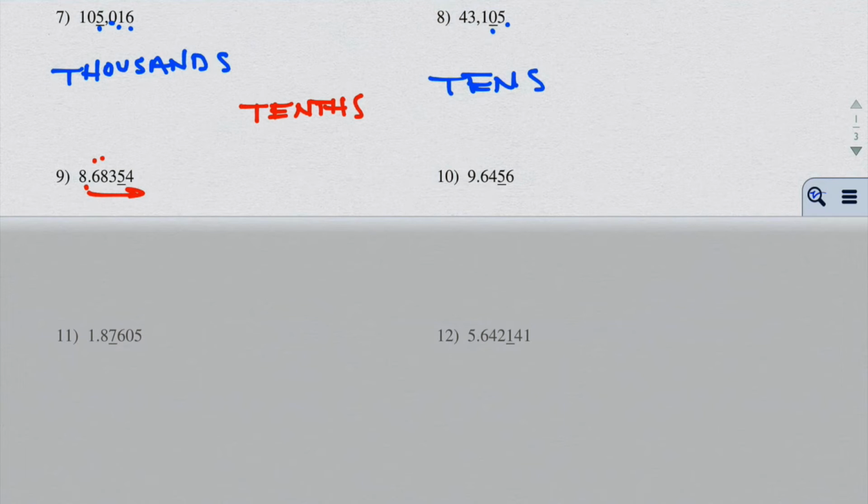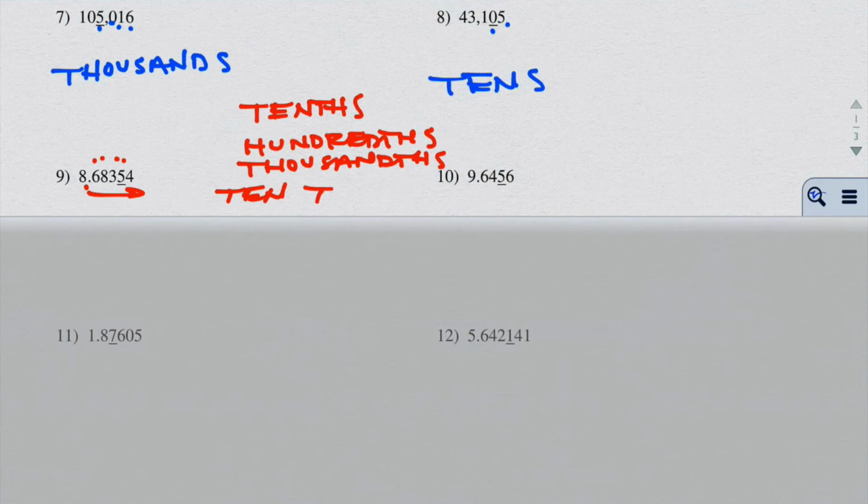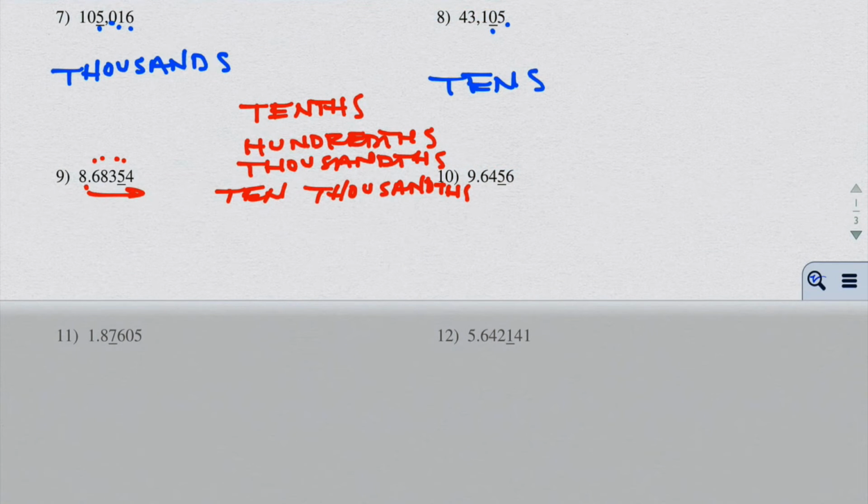So in this case, the 6 is in the tenths place. This 8 is in the hundredths place. This 3 would be in the thousandths place. This 5 would be in the 10,000ths place. Okay, so I just told you what it is. So the 5 is in the 10,000ths place.